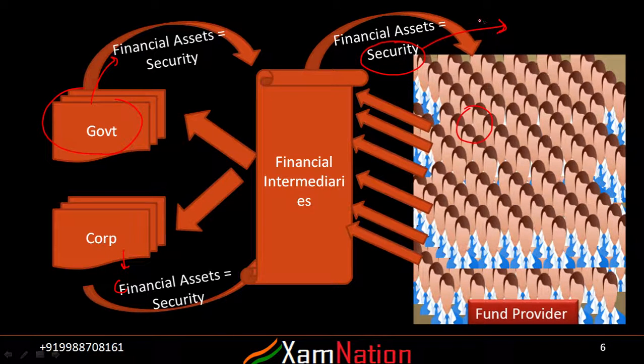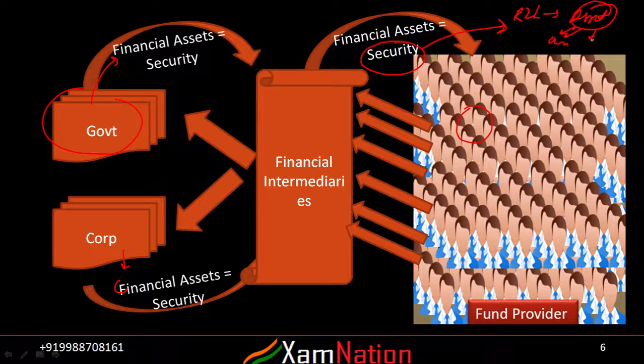So this is your financial asset. Actually these are claims on money. For example, if I talk about the Reliance company, Reliance company has a few assets. Now these assets will generate some money. One is the ownership right. Ownership right is a type of financial asset.